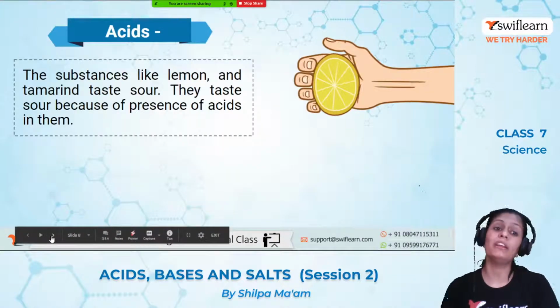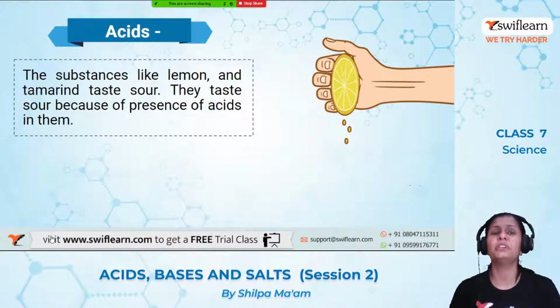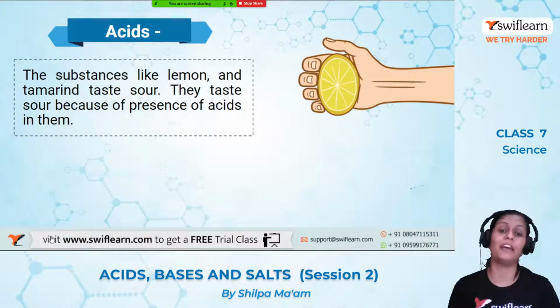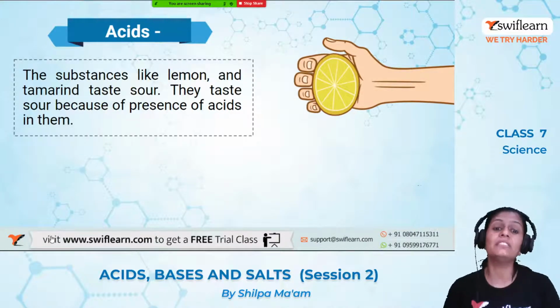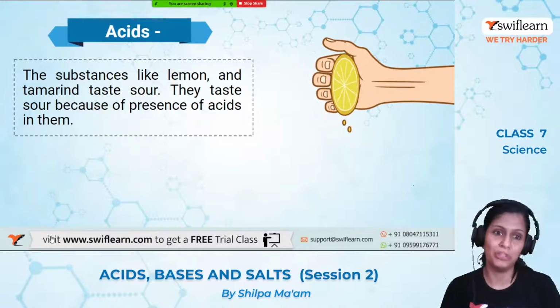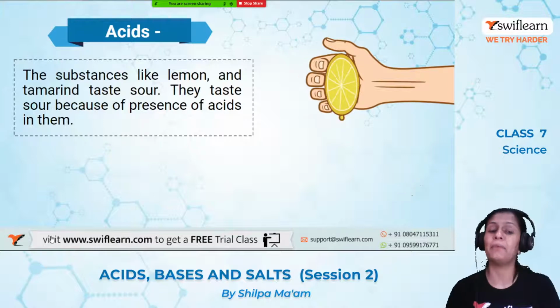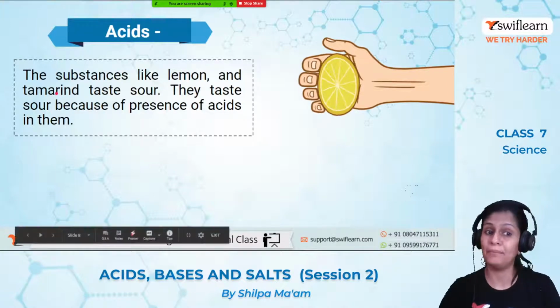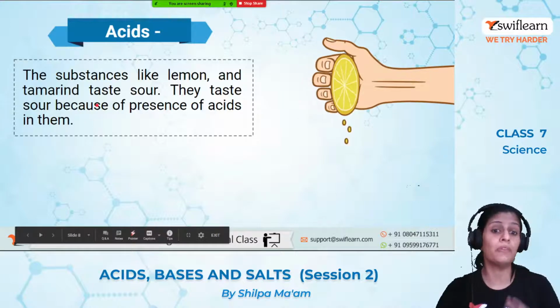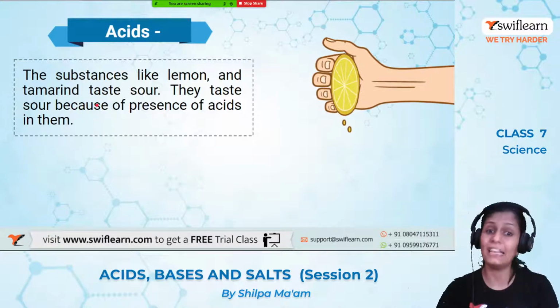Now, what are acids? If we consider a general life example, lemons are all around you. And nowadays, because of coronavirus, we have increased the intake of lemon and warm water to increase our immunity and stay away from the attack of coronavirus. So lemon and tamarind, imli, which you use in your kitchen, taste sour. Why? Because of the presence of acids in them.